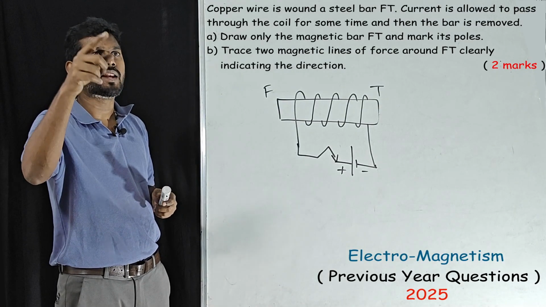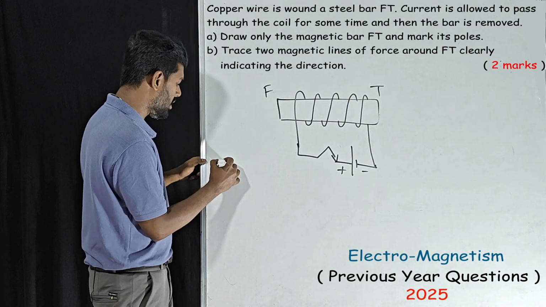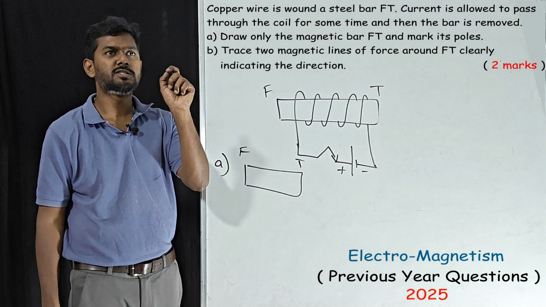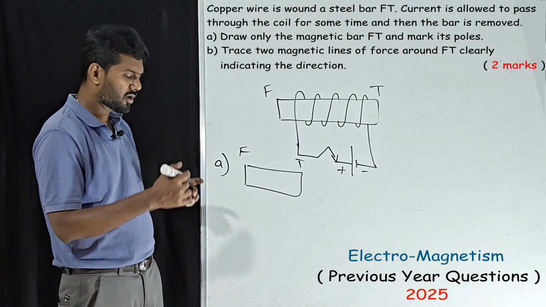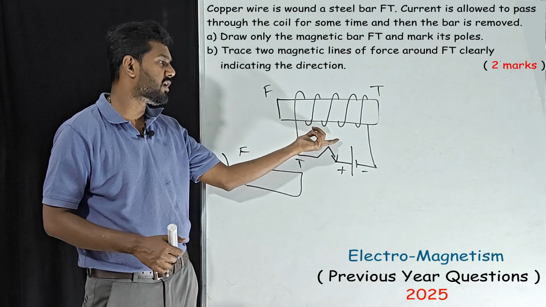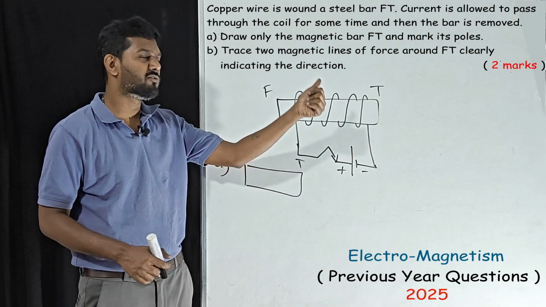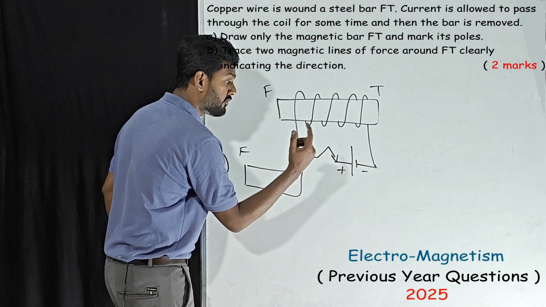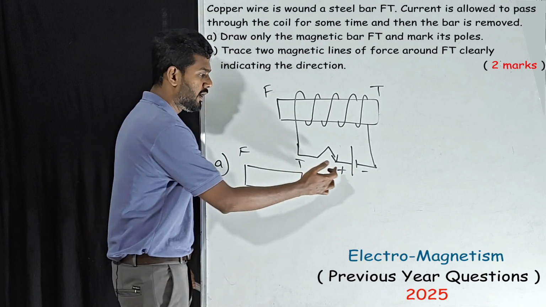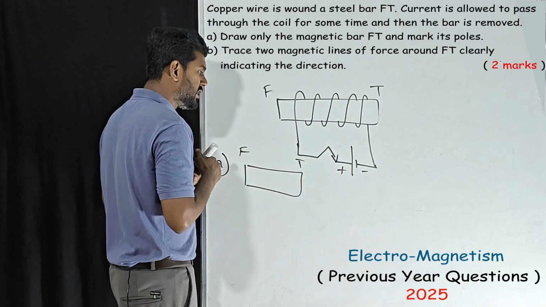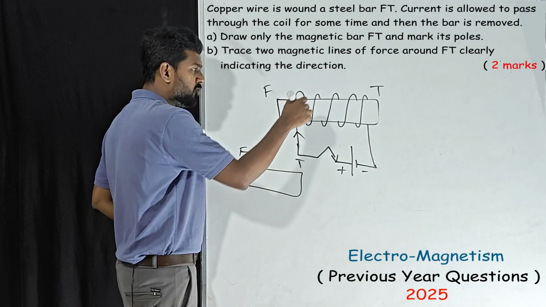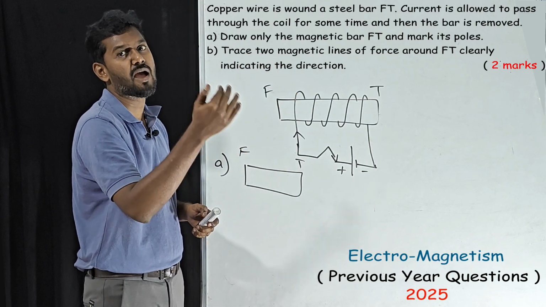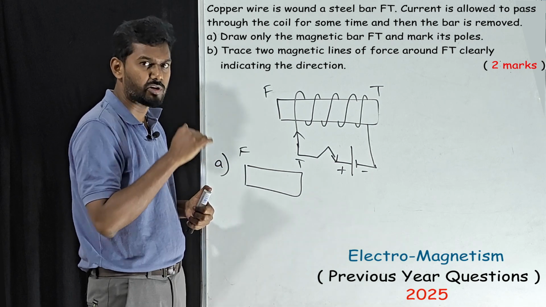Draw only the magnetic bar FT and mark its poles. To find it, in the concept video we have learnt how to find which side of the pole is north and which side is south. See, first thing is, where is the current moving from? It is moving from positive, so it is moving from here. Whenever it is moving here, we have to hold it like this. Why do we have to hold it like this? This is the technique I have taught, for the students who have watched the videos.